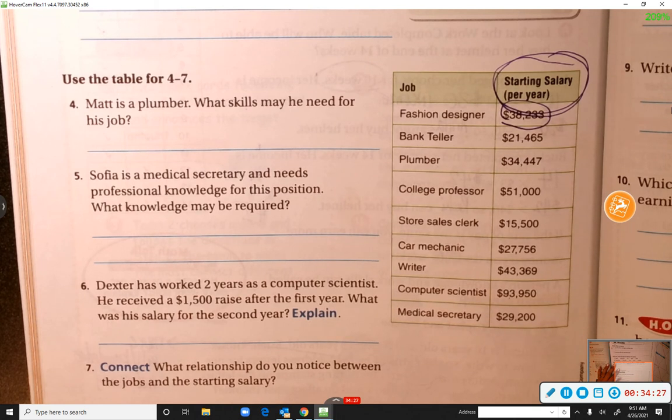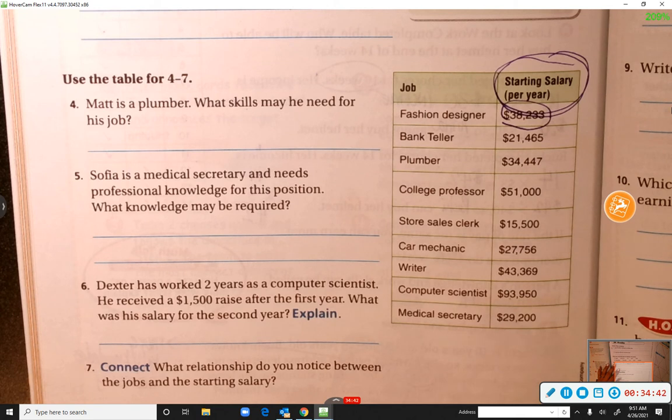Computer scientist. Okay. Why do you think that person gets paid the most? No, I'm not talking about the actual money. Why do you think a computer scientist gets paid more than any other job that's listed in that table? They might have to build computers. Do you think that is a hard job and it requires a lot of knowledge and skills? Absolutely. Do you think there's a lot of people that can do that kind of work? No, there's not. Okay.